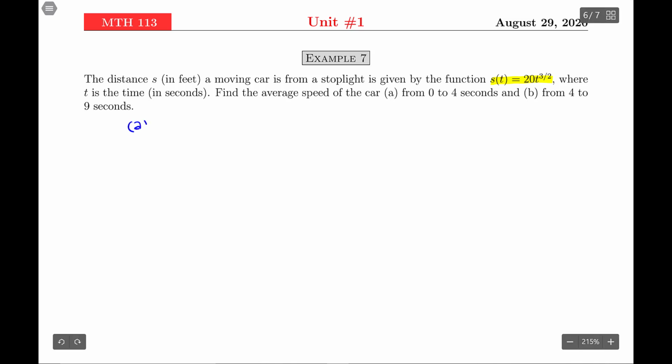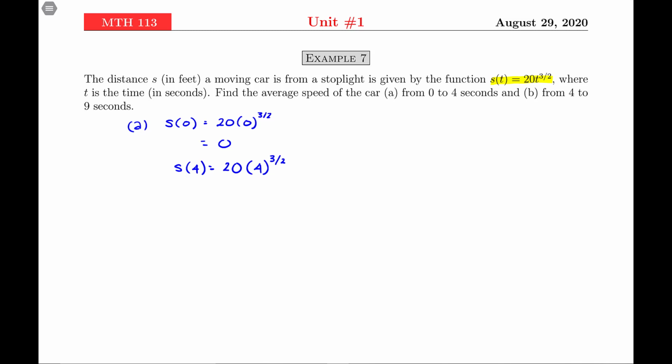For part A, we're going to look at s of 0, which is going to be equal to 20 times 0 to the 3/2 power, which is just going to be 0. Then we look at s of 4, which is 20 times 4 to the 3/2 power.